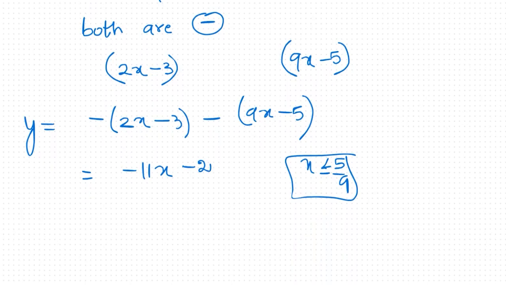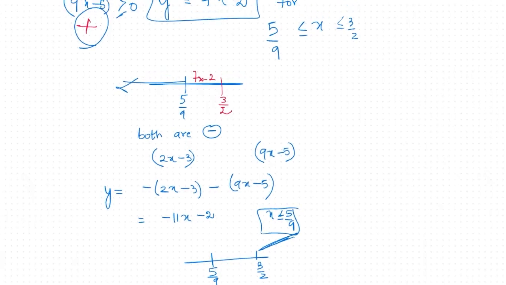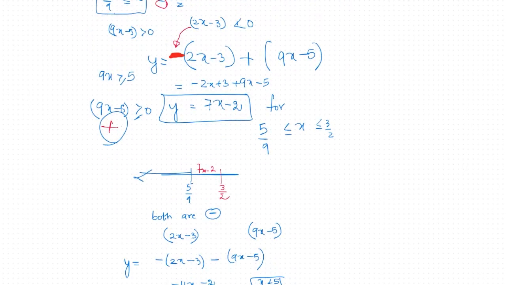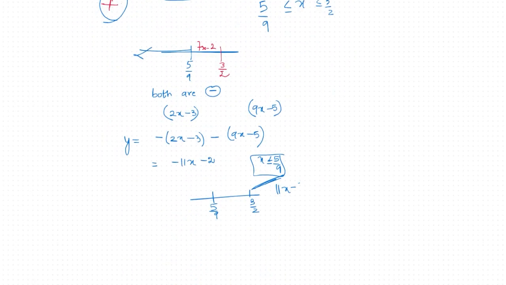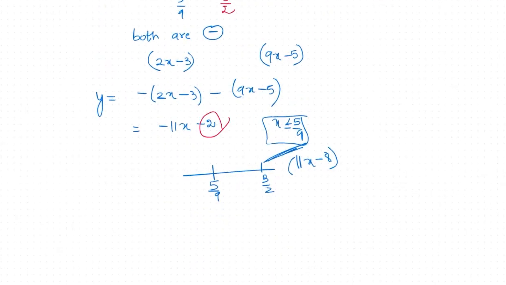So when you draw the graph, we have split the domain into three parts: 5/9 and 3/2. Here to here, you have to draw the what line? 11x minus 8 line. Just a question: how do you get plus 8? Well, negative into negative is positive 3, and positive 3 plus positive 5 will be positive 8. Yeah, good job.